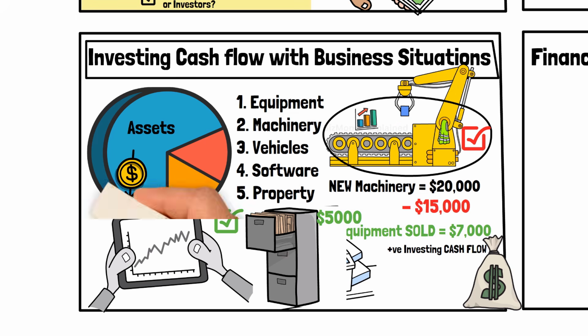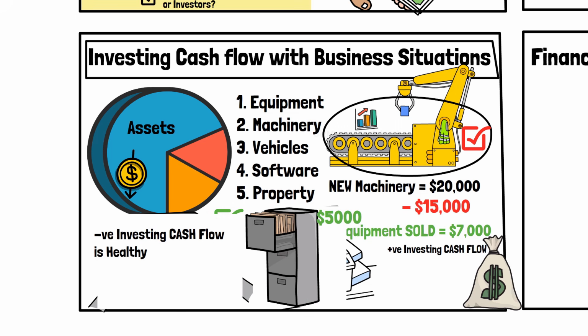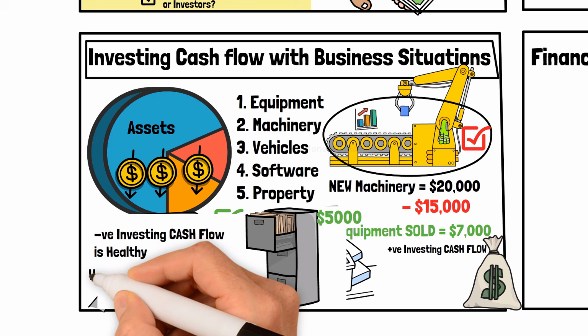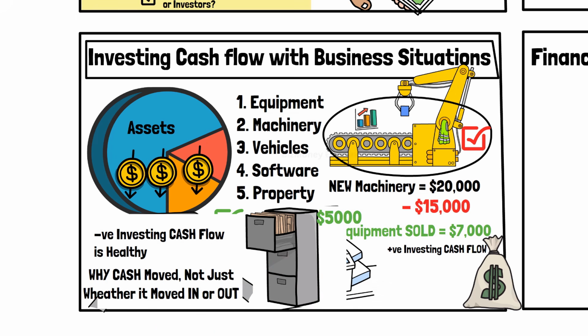A key learning here is interpretation. Negative investing cash flow is often healthy for growing businesses. Positive investing cash flow may mean the company is shrinking or selling assets to survive. Context matters. Always ask why the cash moved, not just whether it moved in or out.